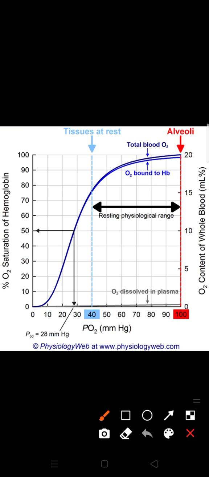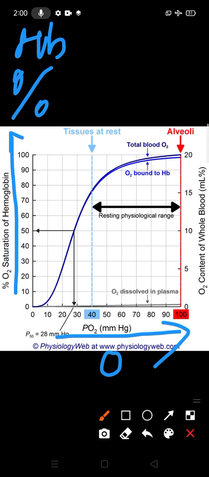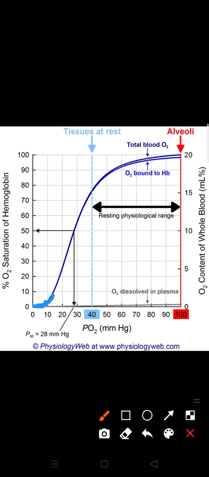So here you can see that this axis is the pressure of oxygen and here is the saturation of hemoglobin, in percentage. How much hemoglobin will bind with oxygen? Okay, so this is the curve between them. Here you can see when you increase pressure, in the beginning oxygen does not bind with hemoglobin all at once. So in the starting, if you increase the pressure of oxygen, slowly the percent saturation of hemoglobin will be there.